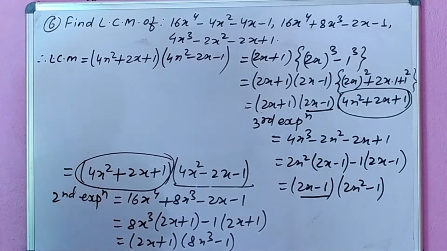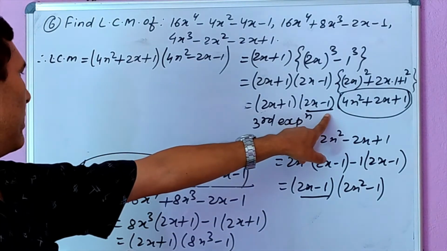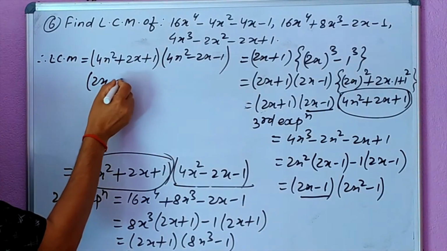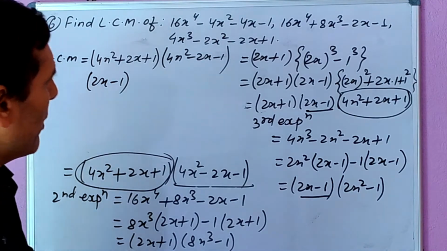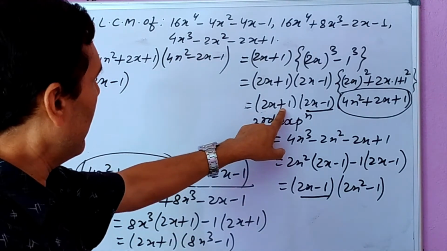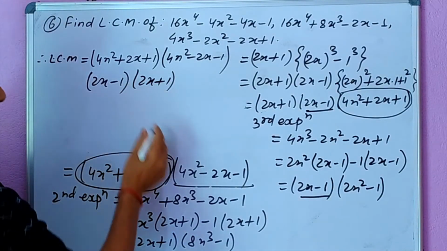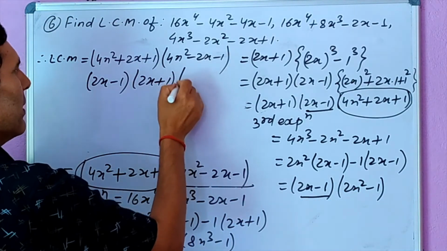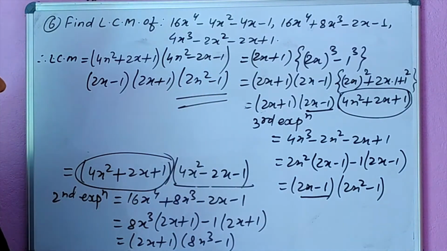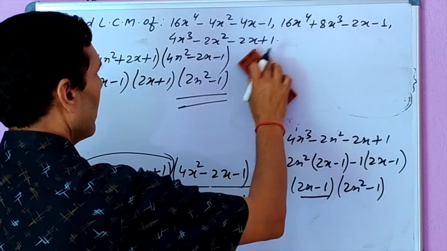We have 2x minus 1 common between the second and third expression. 2x minus 1. Now we do not have any other factor common. So what is remaining here? 2x plus 1. And here 2x square minus 1. So this is the LCM of the given expressions.